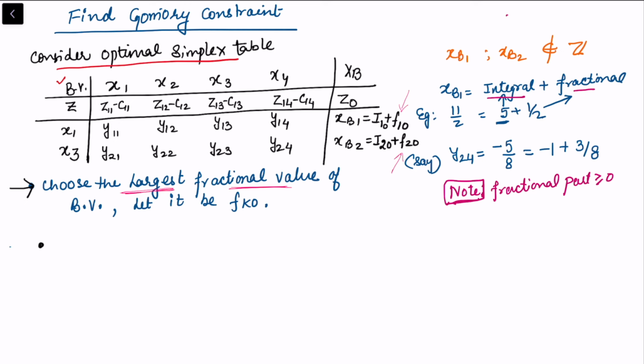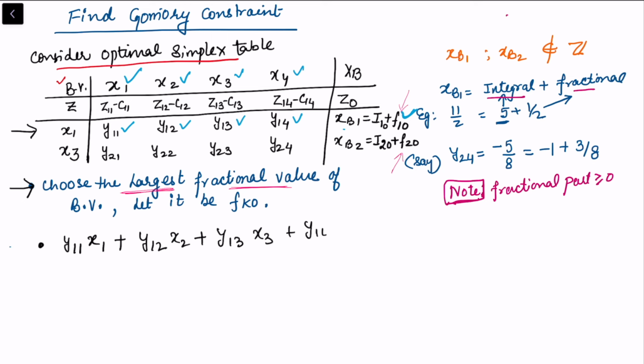Suppose we now write the constraint corresponding to the first constraint. So we will write y11 into x1 plus, we will multiply the variable and the scalar and continue, and that will be equal to xb1. So first we will write in this format, then we will decompose: y12 x2 plus y13 x3 plus y14 x4 equal to xb1.